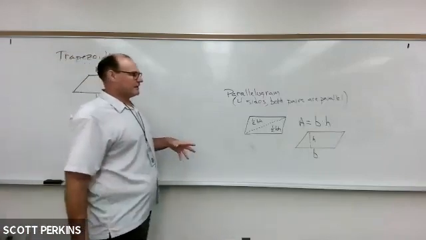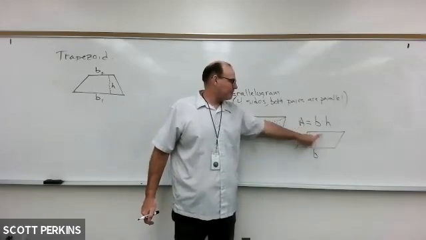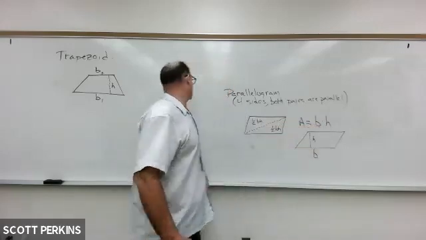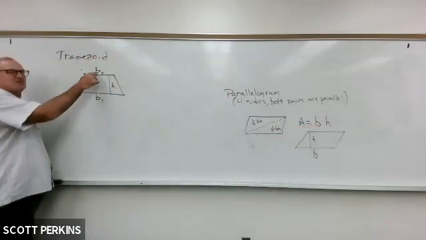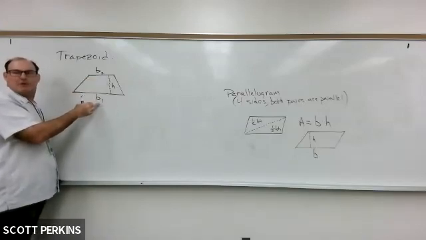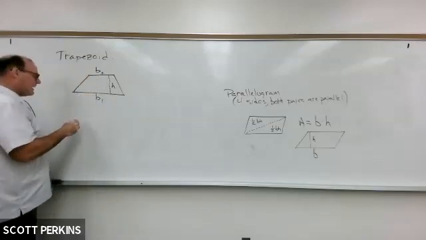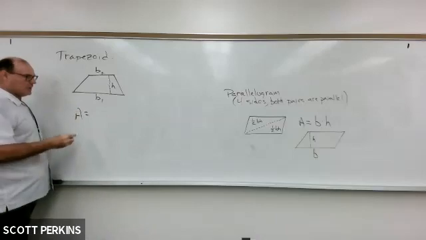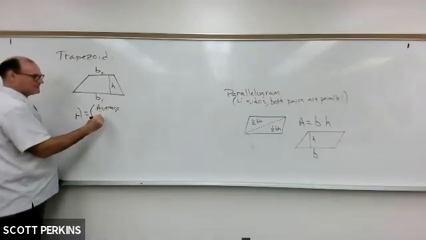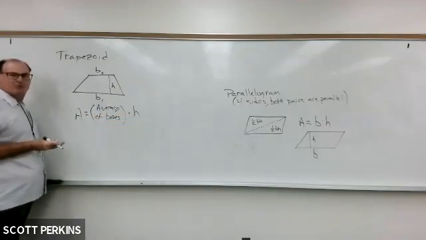Okay, so notice here, here's the thing. On our parallelogram, the bottom and the top, they have the same length. Okay, so we just used base times height. On this figure, though, the bases don't have the same length. So here's what I'm going to do. I'm going to take the average of the bases. Okay, so the area of a trapezoid is going to be the average of the bases times the height.